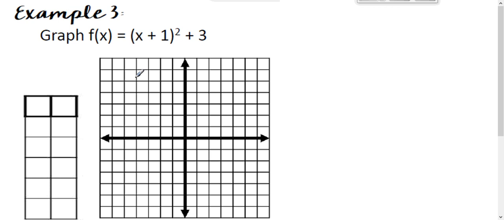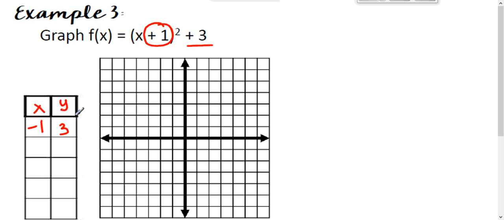So looking at example 3, we want to look at our vertex here first. So remember, we always change the one in the parentheses, so that's going to be a -1. But then we keep the sign of the one outside, so that's going to be a +3. So that's the start of my table.